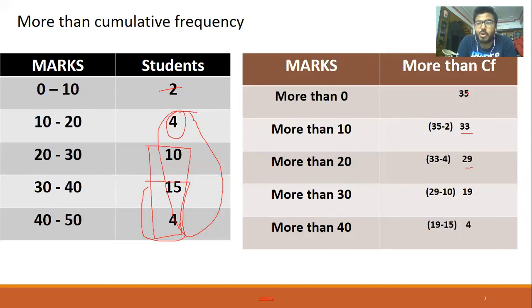Okay, now देखो more than में ये बड़ा है, याद रखो बड़ा है, तो first minus second. Okay, 35 minus 33, that is what? 2. Then second minus third, 33 minus 29, that is how much? 4. Then third minus 4, so 29 minus 19, how much it is? 10. Then 19 minus 4 is how much? 15.